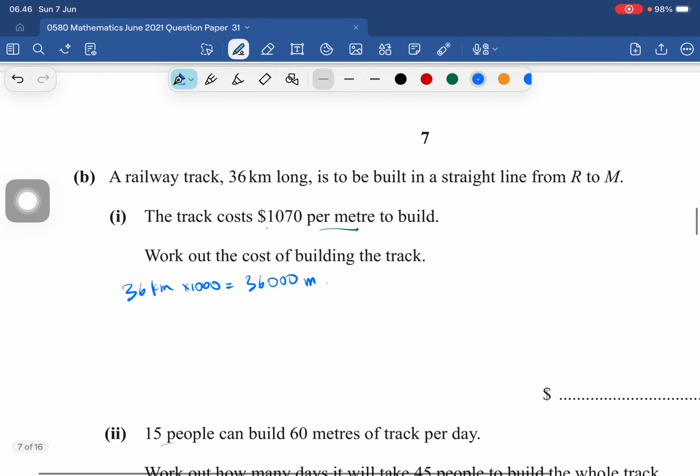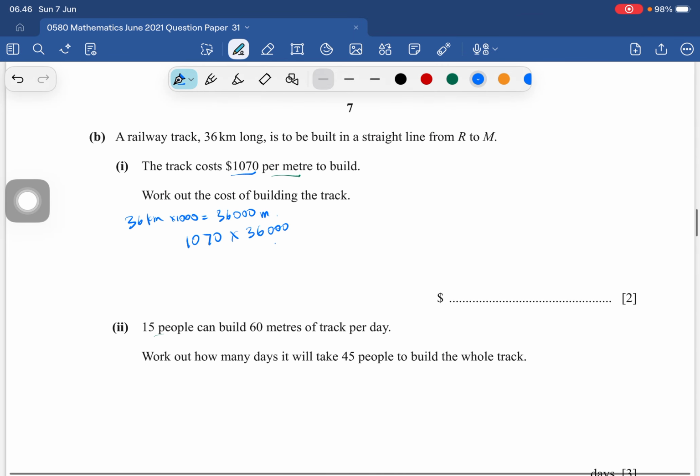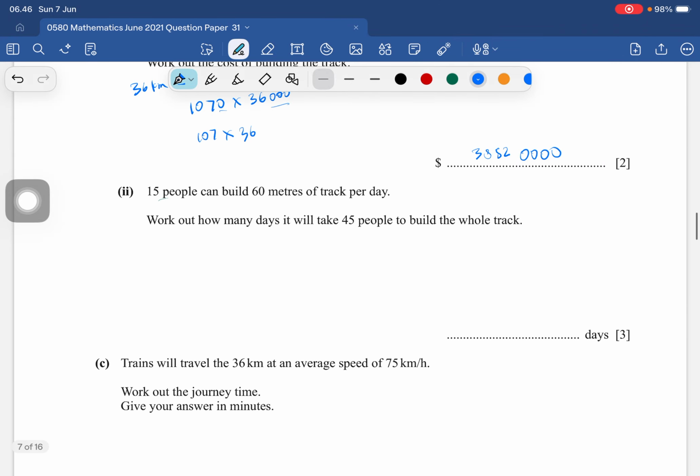The cost per meter is 1070, so we multiply 1070 by 36,000. Let us write it here. We get 4 zeros, then 107 multiplied by 36, so we get 3852 and 4 zeros euros to pay.